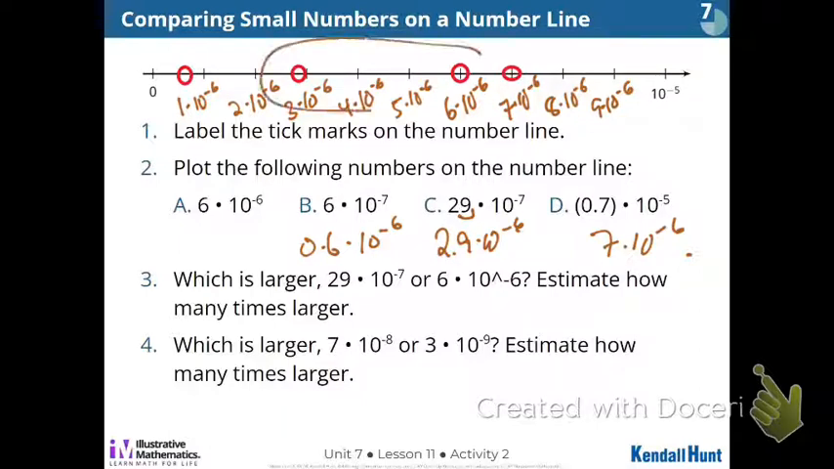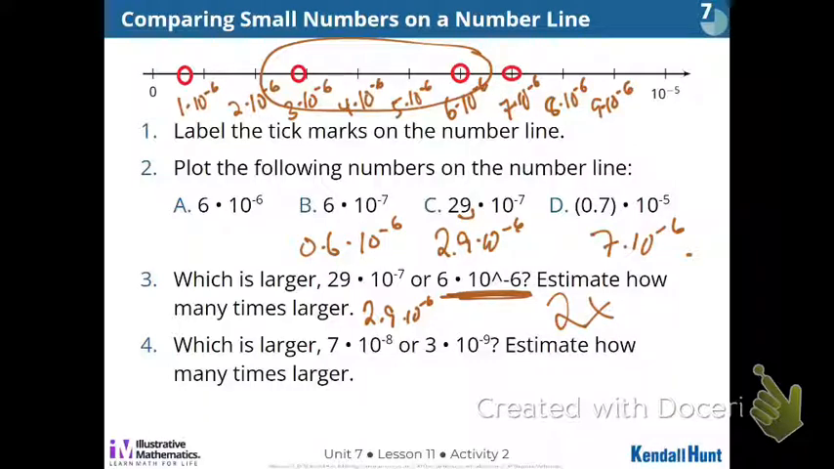But we can just compare them on the number line, friends. Which one's larger? Which one of those two things is larger? Yeah. This would be the same thing as 2.9 times 10 to the negative 6, right? So about how many times larger is the 6 times 10 to the negative 6? About 2 times larger, right?